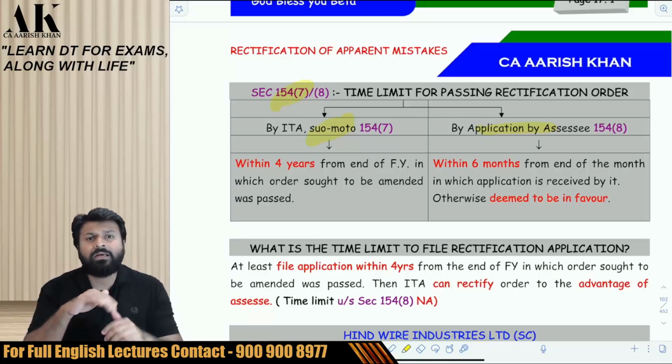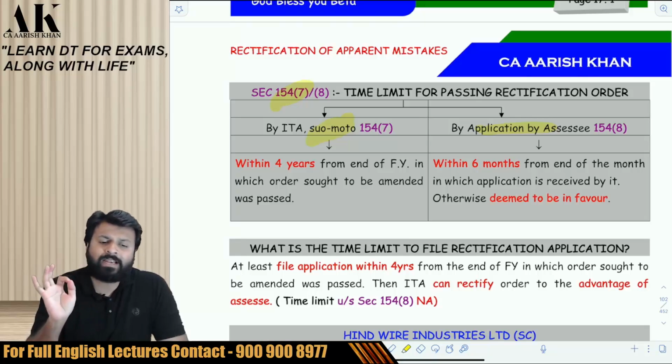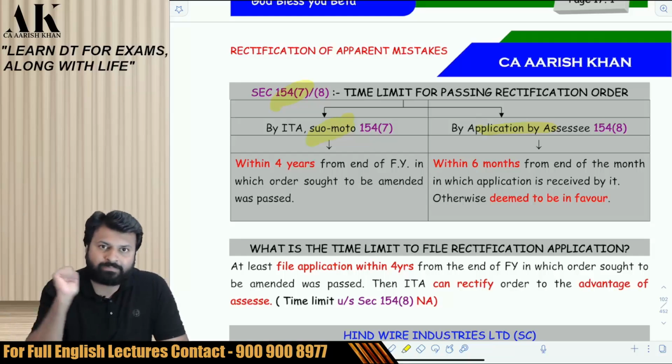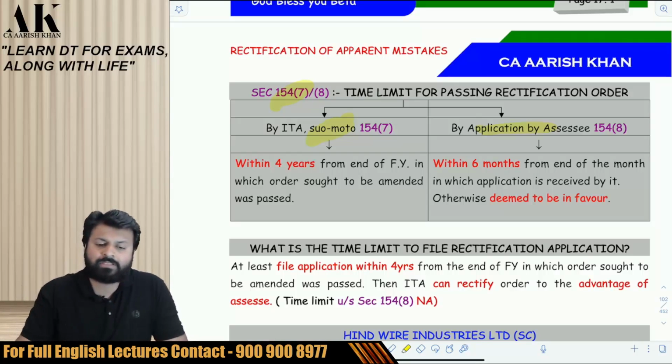Okay. The third question, what is the time limit to file a rectification application? So the law says, through its CBDT circular, that you have to make a rectification application within 4 years. If you come for a rectification application after 4 years, then we will not accept it. If you make it within 4 years, the department might consider your application and will dispose of your application in your favor.